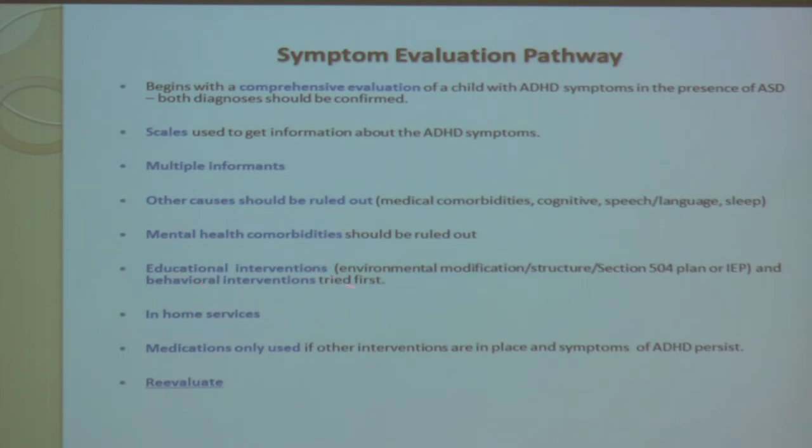Educational interventions are typically tried first. When we talk about treatment of autism spectrum disorder, the first-line treatment is educational intervention, so modifying the environment at school. The child may need a Section 504 plan or an IEP in place at school. We also recommend trying behavioral interventions both at school and at home before we think about medications. Sometimes we recommend in-home services, depending on the situation. Medications are only used if other interventions are in place and the symptoms of ADHD are persisting. If in spite of all these interventions the symptoms persist, then the diagnosis should be reconsidered.